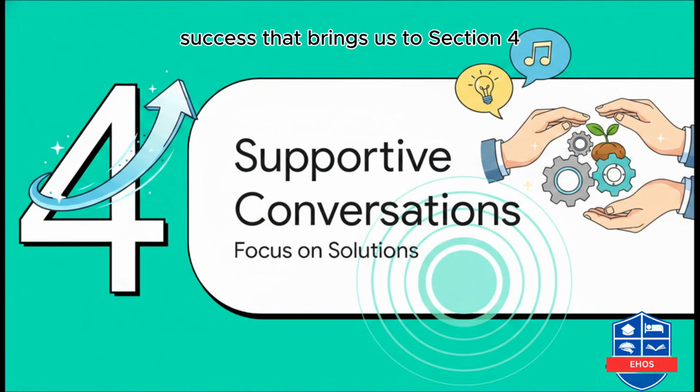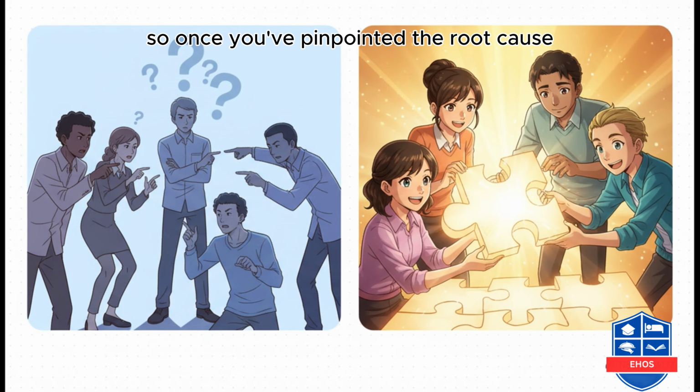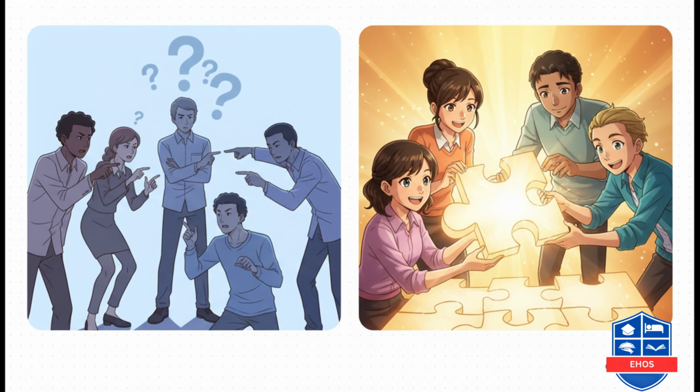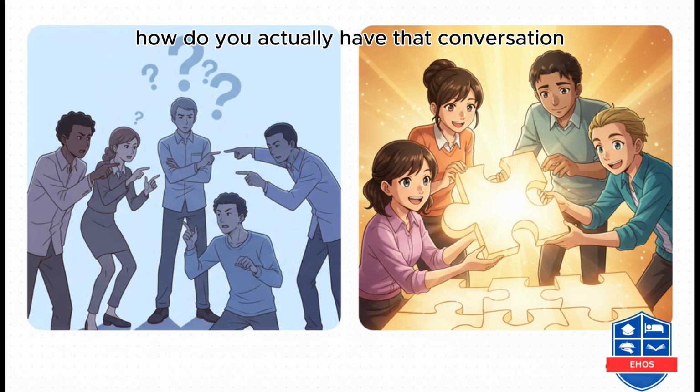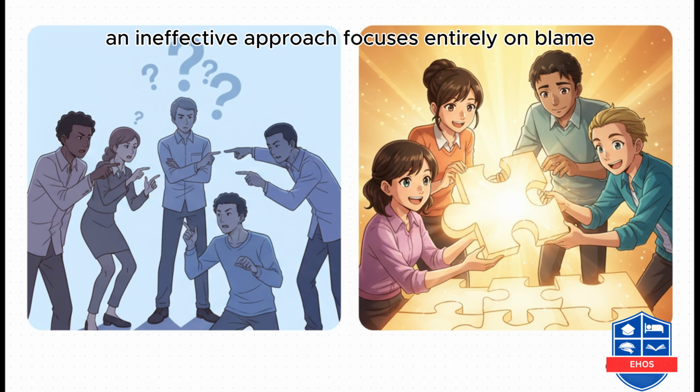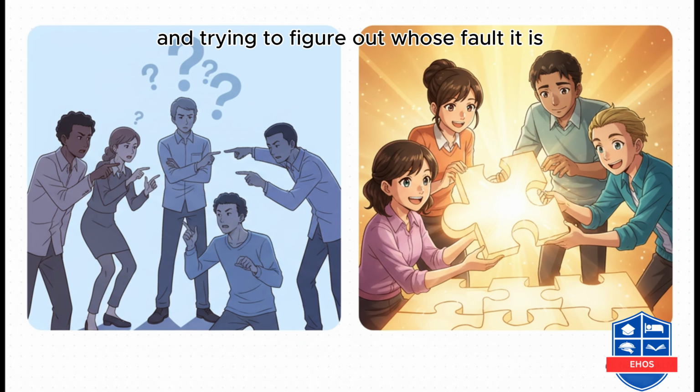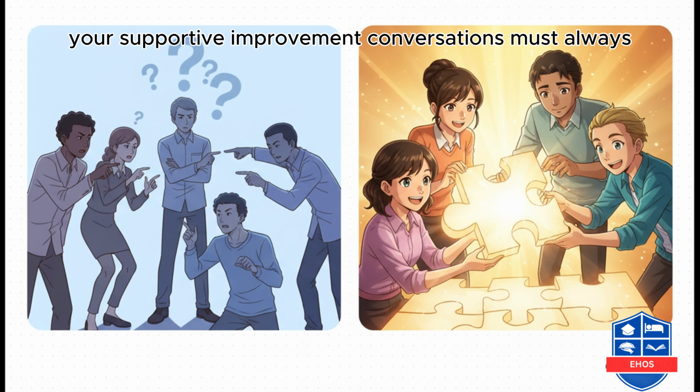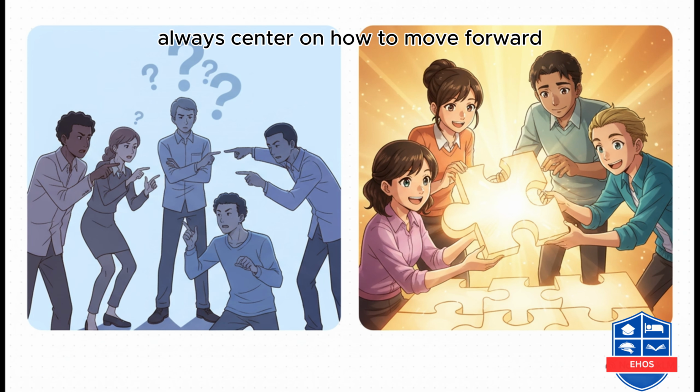That brings us to Section 4, Supportive Improvement Conversations. So, once you've pinpointed the root cause and you've decided to step in early, how do you actually have that conversation? Well, we have to contrast two completely different leadership mindsets. An ineffective approach focuses entirely on blame, looking backward at what went wrong and trying to figure out whose fault it is. The effective approach, however, focuses purely on solutions. As a hospitality leader, your supportive improvement conversations must always center on how to move forward. Remember this: blame paralyzes a team, but solutions empower them.